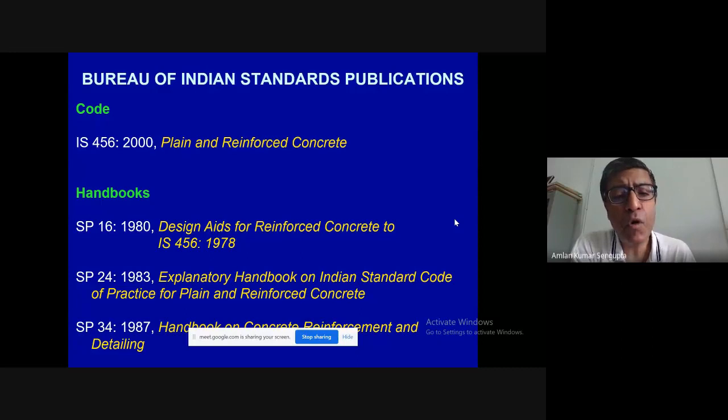The SP34 is a code which is very much used in practice. This gives the detailing of reinforcement. This code, in this basic course, we will be just covering in a cursory level, maybe a few pages. But later on in practice, if you're going into reinforced concrete design, then you will be using this code more often.